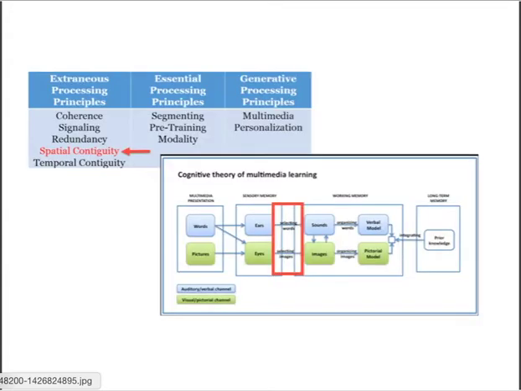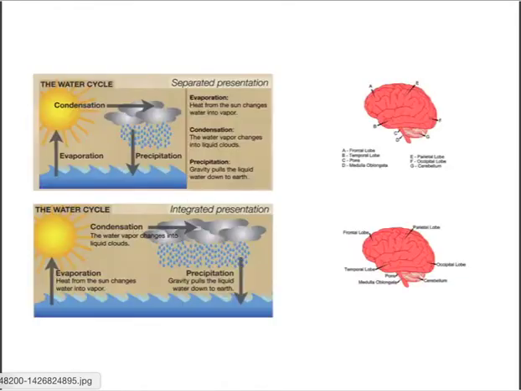The spatial contiguity principle states that words and images should be placed next to each other to reduce cognitive load caused by the learner searching the page for corresponding graphics or text. We think this is a no-brainer, but sometimes we design without thinking this through. For instance, notice the difference in these images.